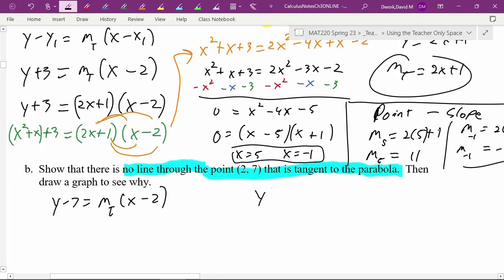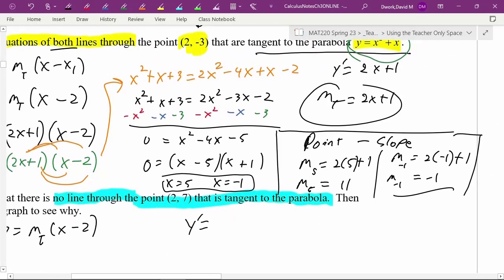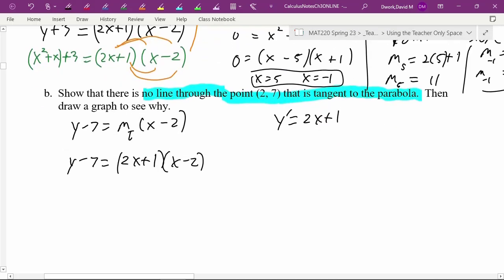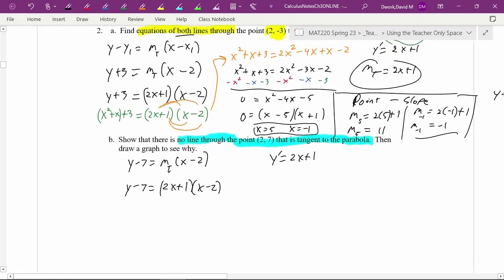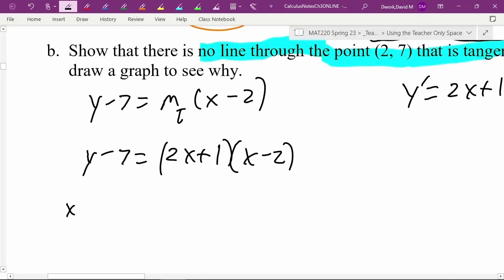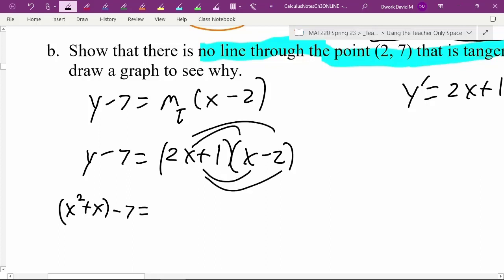Well, we already know the derivative was, what was the derivative? 2x plus 1. So that's the slope of my tangent line. So we're going to say this is y minus 7 is equal to 2x plus 1 times x minus 2. And I want to find the y values that make this work, or the x values that make this work. So I need to substitute my y with some x's. So that's substitution step, x squared plus x. So we're going to go ahead and say this is x squared plus x minus 7 is equal to, and just because we know what's coming, let's go ahead and distribute this.